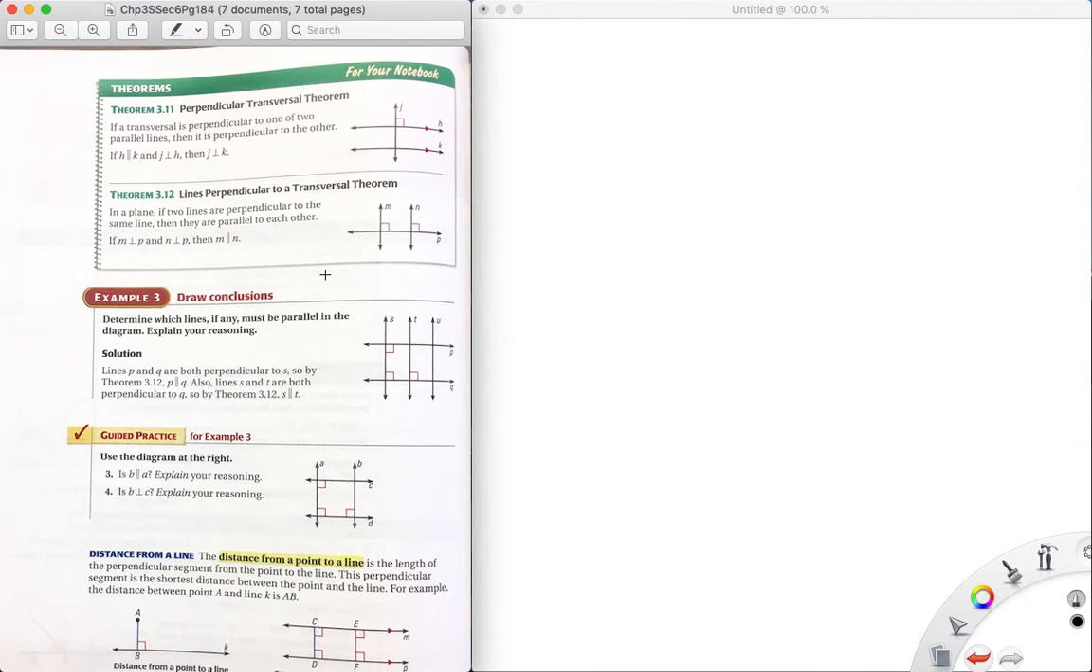Lines perpendicular to a transversal. So this is basically the converse of 311. Lines perpendicular to a transversal theorem: if two lines are perpendicular to the same line, then they are parallel to each other. So if I have two lines cut by a transversal such that line P is perpendicular to N and line P is perpendicular to M, then those two lines have to be parallel.